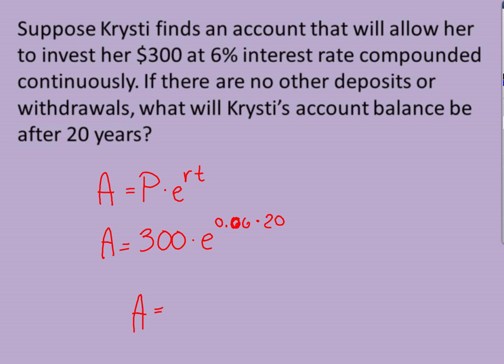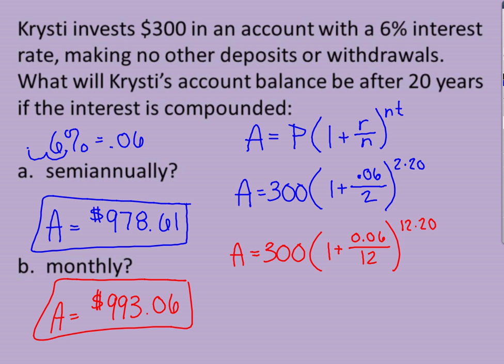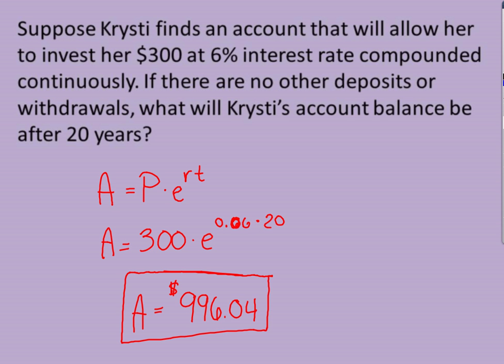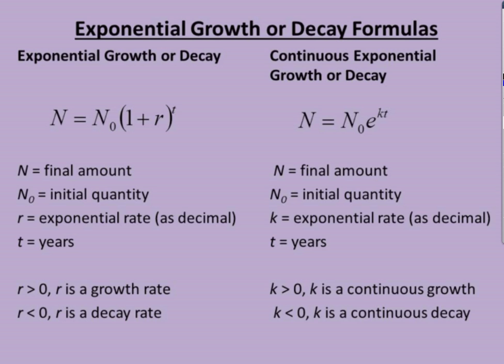And if you put all of that in your calculator, you're going to get $996.04. So again, a little bit better than what we had on semi-annually and just a tiny bit better than what we had on monthly. But if you do compound continuously, it will have a higher value.